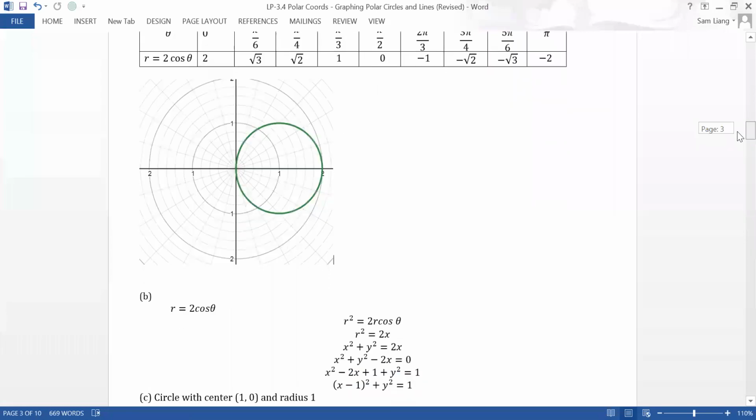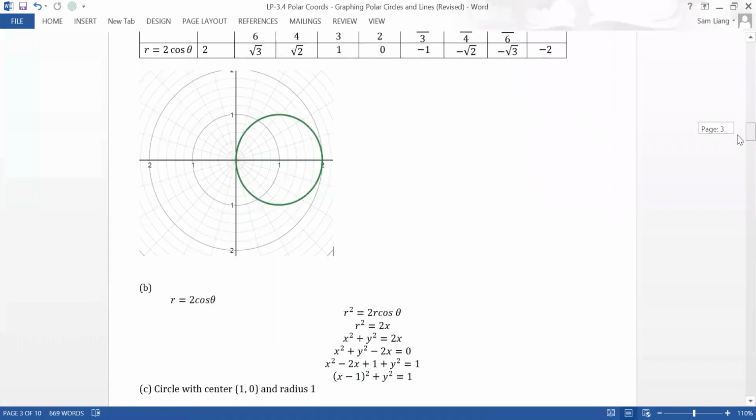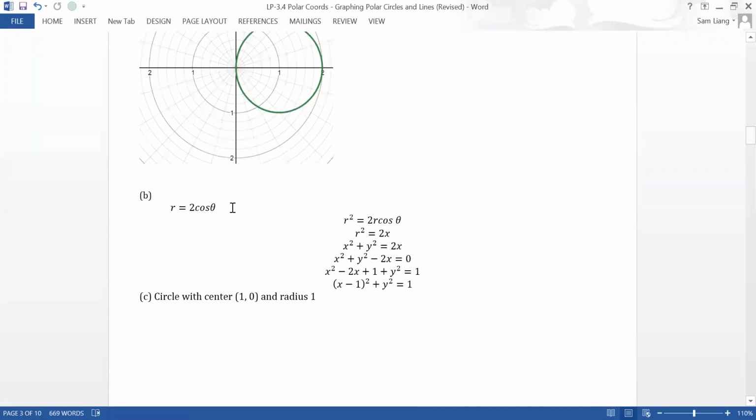Really quickly for part B, we were tasked to write this in rectangular form. Just like we did last week, I'm going to multiply both sides by r. We get r squared equals 2r cosine theta. R cosine theta, we can rewrite as x, and r squared we replace with x squared plus y squared. Subtract 2x from both sides, and complete the square for x. We get x squared minus 2x plus 1 plus y squared equals 1, just adding 1 on both sides. Then you factor, and you get x minus 1 squared plus y squared equals 1. So this is the equation in rectangular form.